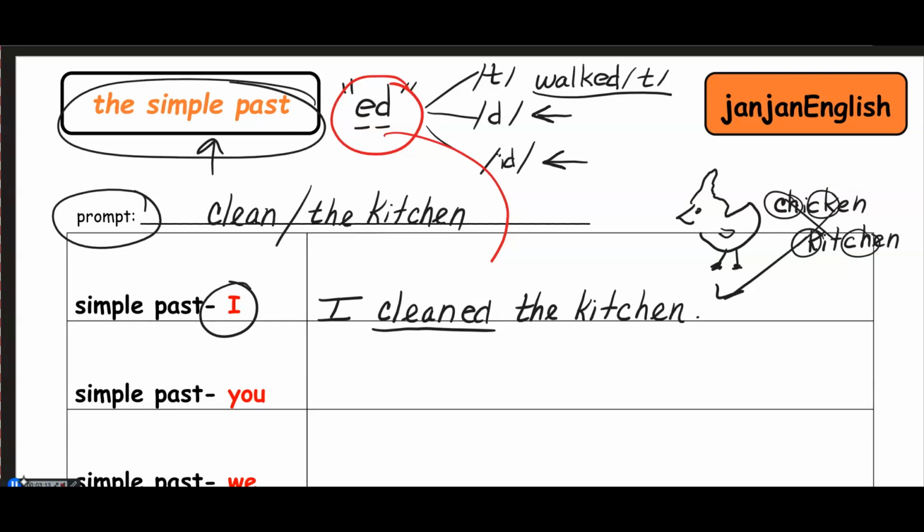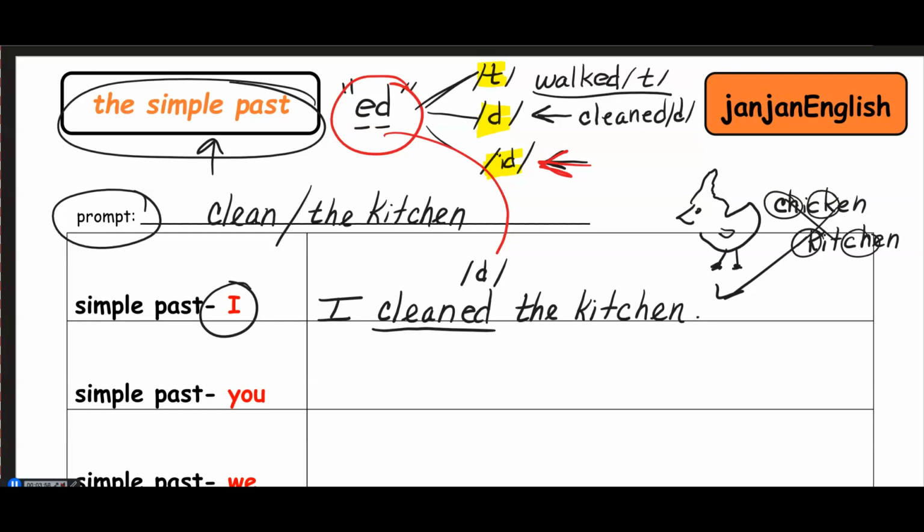I clean. And what's the pronunciation? The pronunciation of the ed is d. I cleaned the kitchen. So I'm going to write clean as an example. Cleaned. Remember, ed has three sound choices. T, d, and id as an extra syllable. Most students use id all the time. And that is not correct.